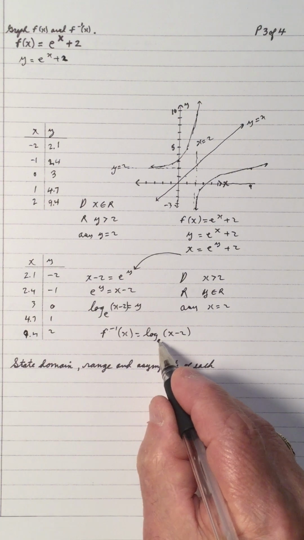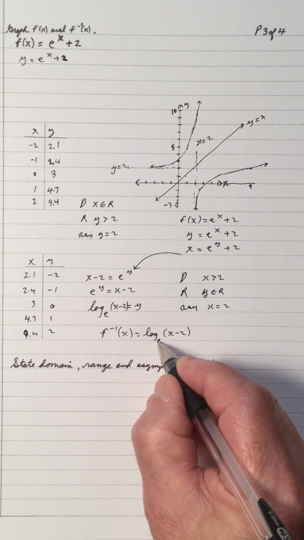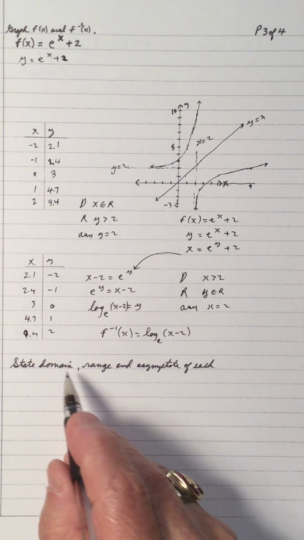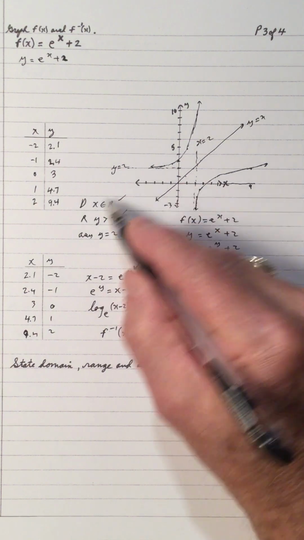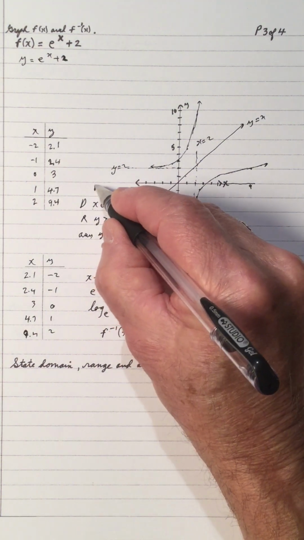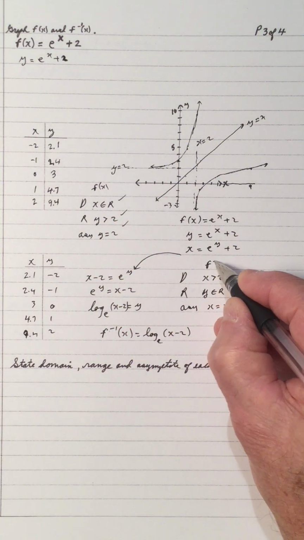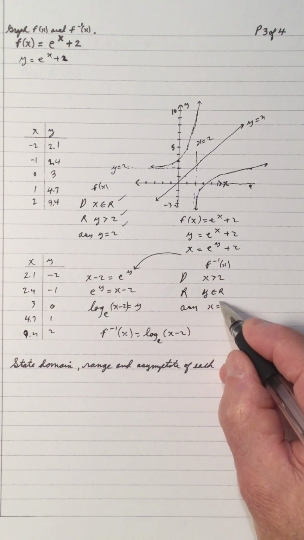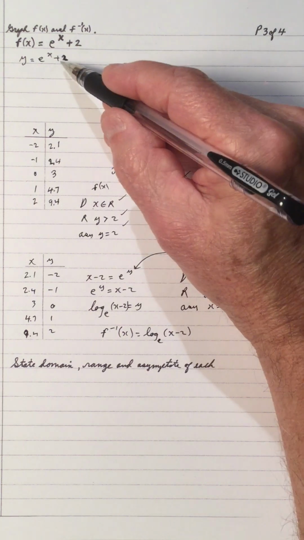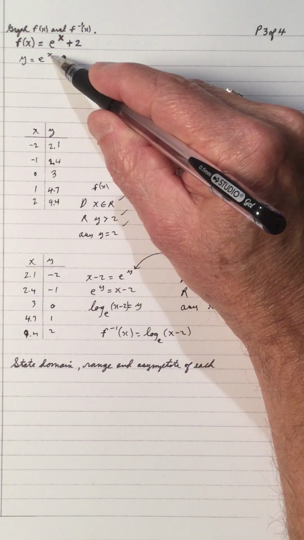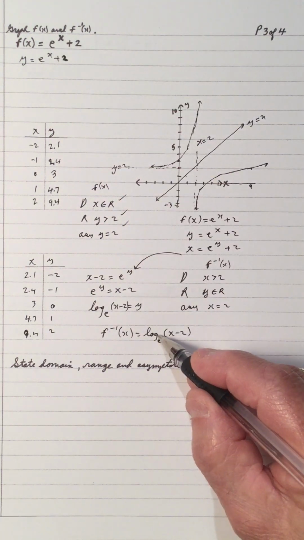Remember, base e is roughly 2.7. Try not to get confused. So we have the domain of each of them. This is the domain, range, and asymptote for the f of x. This is f to the negative 1 of x. This is the inverse, the log. So this is an exponential. E to the x is exponential. This is a logarithm. The inverse of an exponential is a log.